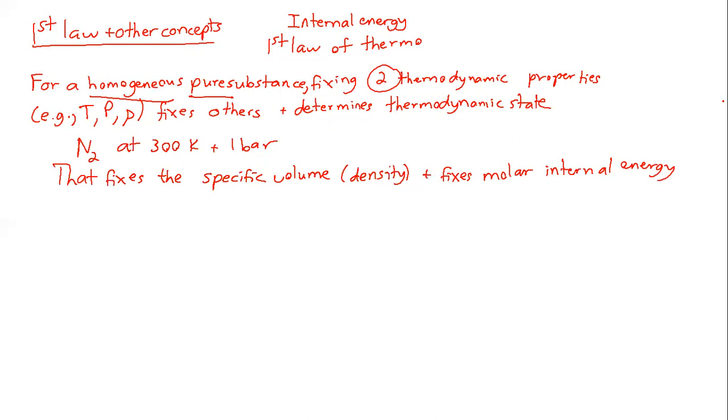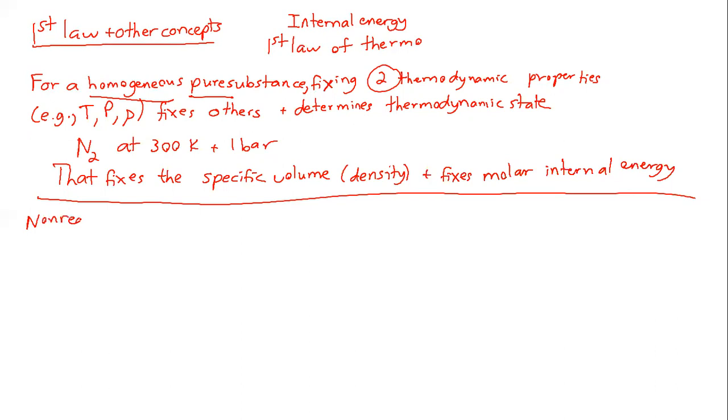Okay, that sounds great. You can remember then that if you have a homogeneous pure substance, you need to fix 2 thermodynamic properties. It fixes the rest of the thermodynamic state. So what if I don't have a homogeneous pure substance? Let's just consider still the case of non-reacting systems at equilibrium.